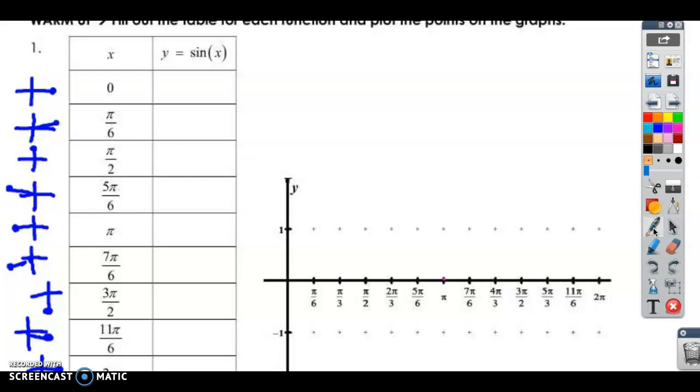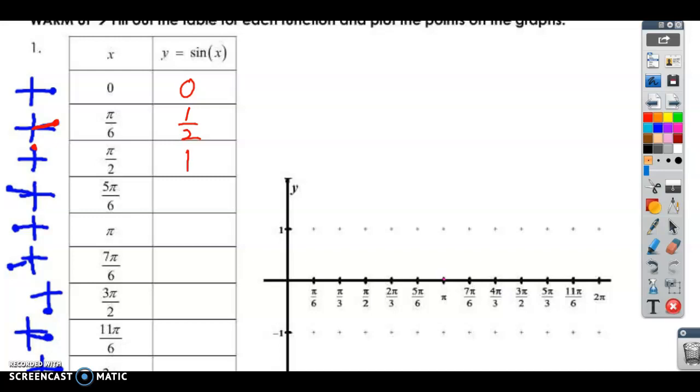So sine of 0, we're just going to fill in these and plot the points. Sine of 0 is 0. Sine of pi over 6 is 1/2. If you're having trouble figuring out that sine of pi over 6 is 1/2, then draw it on your x and y axis first. Where's sine of pi over 2? It's up here. So you just hopefully will have these memorized at some point.